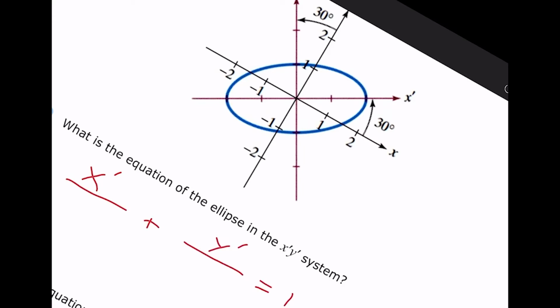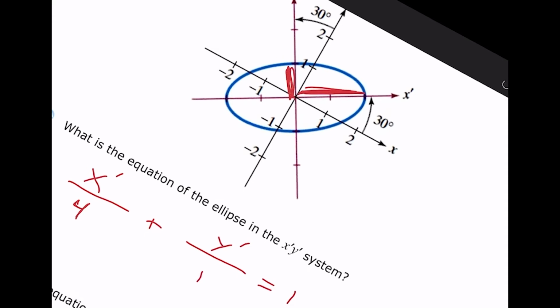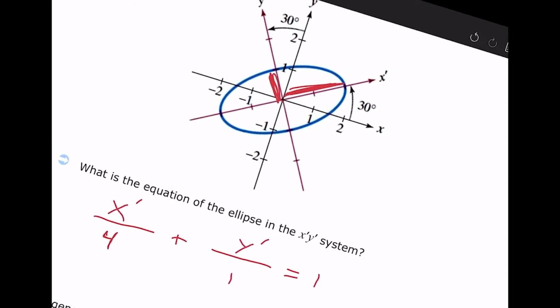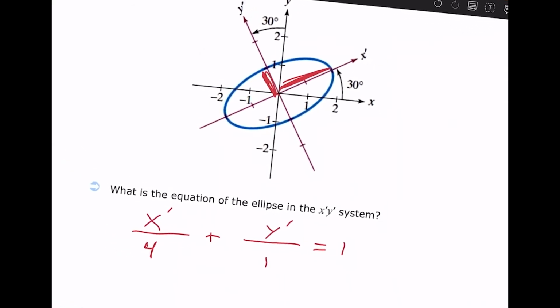These would be the numerators because we have an h and a k value of 0, because the center of the ellipse is at 0, 0. And the denominator under the x, or x prime variable in this case, is the horizontal radius squared. So that's a 2, squared makes 4. That's this distance of 2. And in the vertical direction, a distance of 1, squared makes a 1. So this would be the equation of the ellipse in the x prime y prime system on the x prime y prime axes.